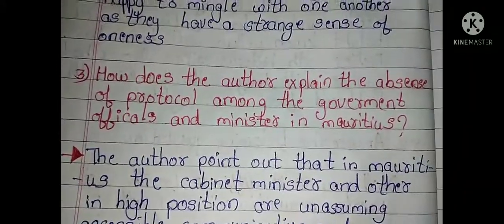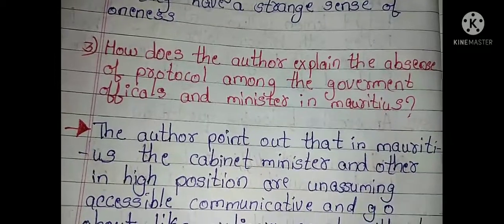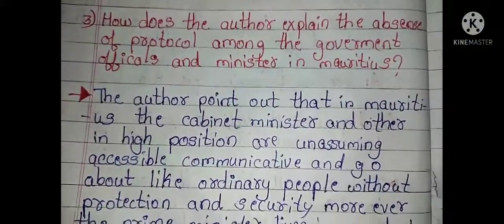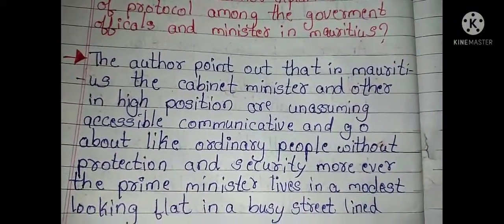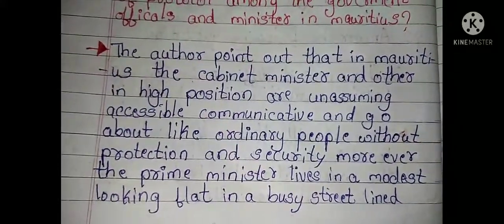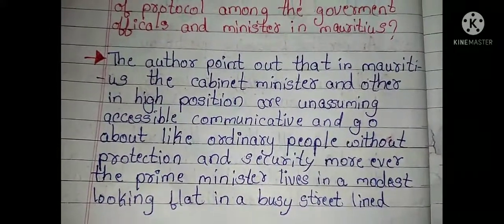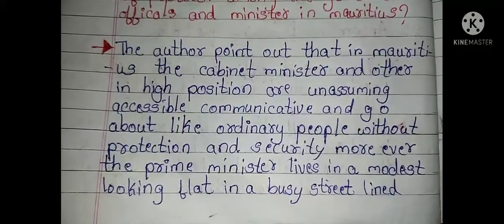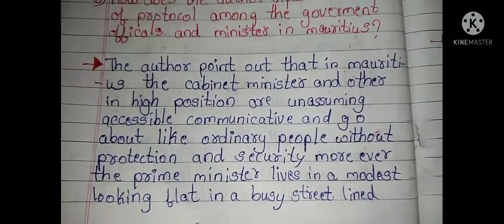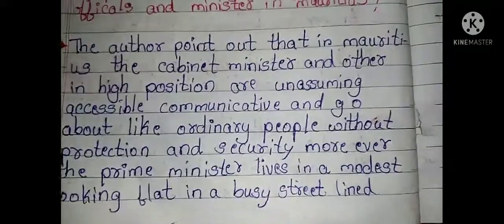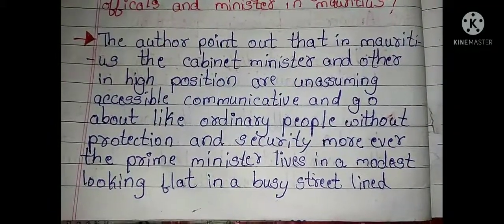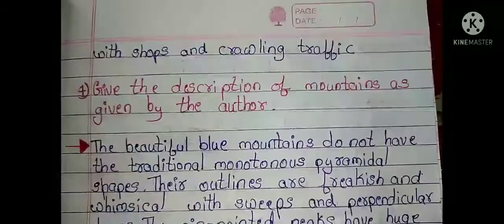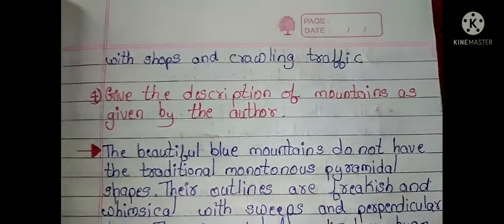How does the author explain the absence of pretension among the government officials and ministers in Mauritius? The author points out that in Mauritius, the cabinet ministers and others in high positions attend assemblies, communities, and go about like ordinary people without protection and security. Moreover, the prime minister lives in a modest looking flat in a busy street lined with shops and crowding traffic.